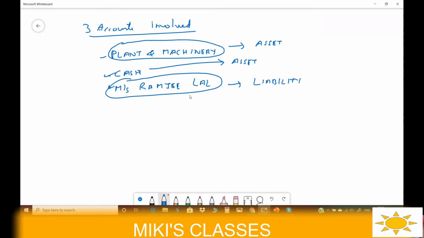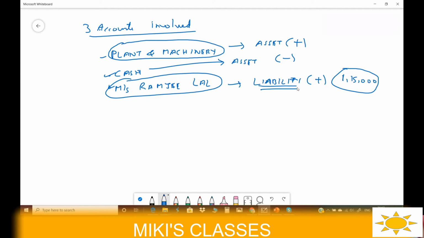Okay. So we know by the rules that in our case, plant and machinery has come into the business. So it's a plus. Correct? Cash has gone out from the business. So it's a minus. Ramji Lal, what has happened to this liability? Which means the fact that we owe money. Has our dues increased? It has, right? We have to pay money to Ramji Lal, and which is a liability. Has the liability increased? Yes. By how much? 1,15,000.